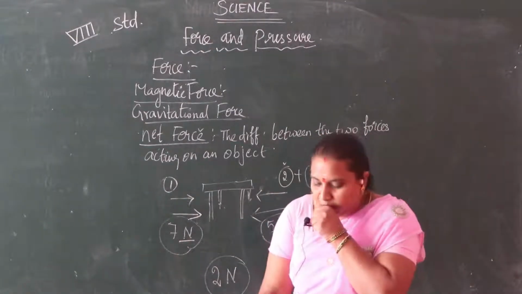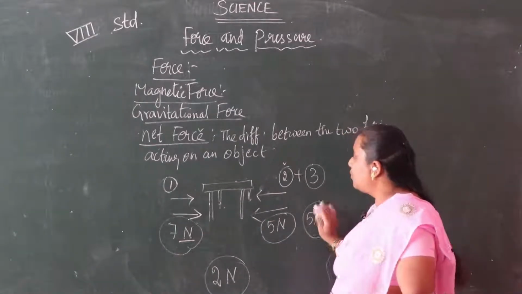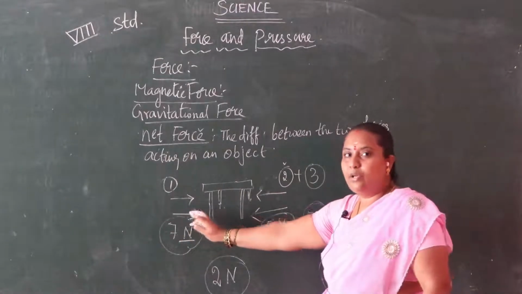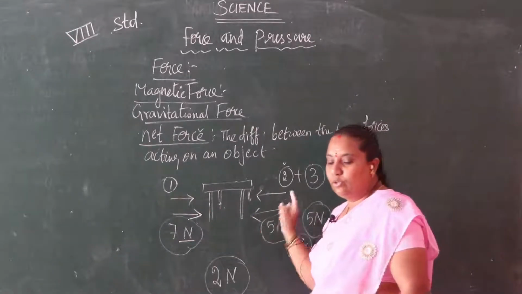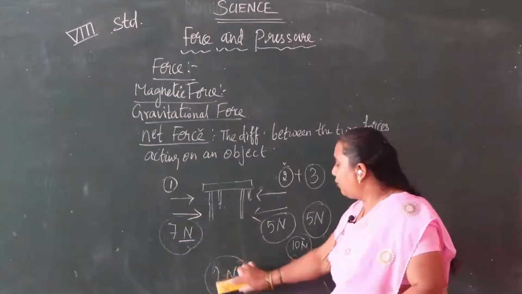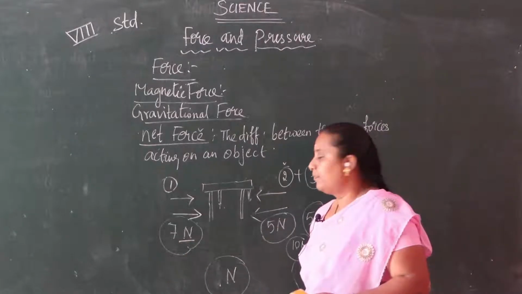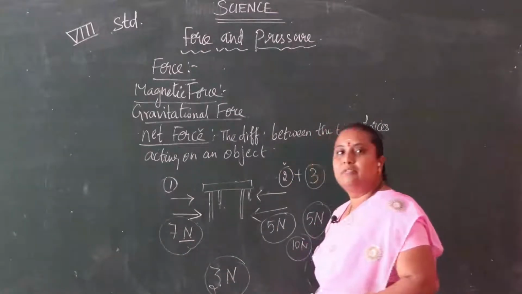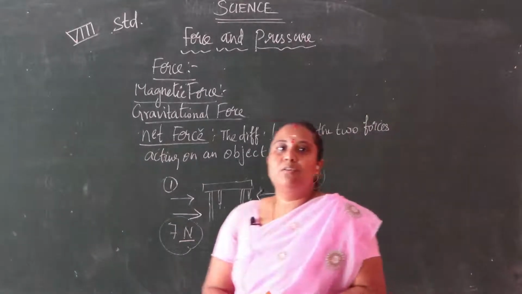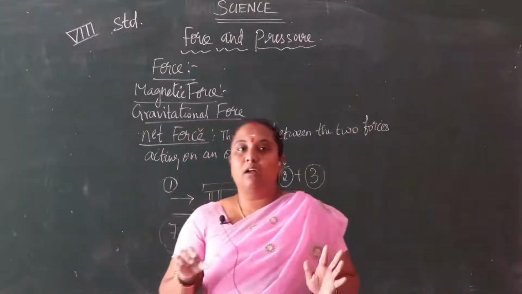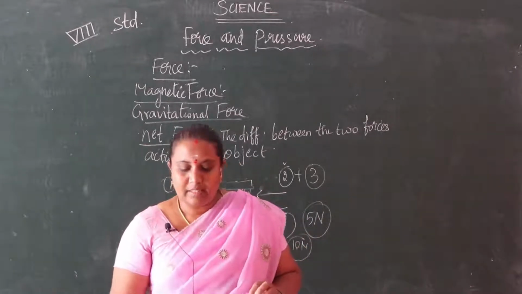So here child 1 is giving 7 newtons of force to this table. Now we are adding these two forces given from one side of the table, so here it is 10 newtons. Comparing these two forces, the net force is 10 minus 7, which is 3 newtons. Understood? So this is an example of net force. Are you understood, children? So what is a net force?